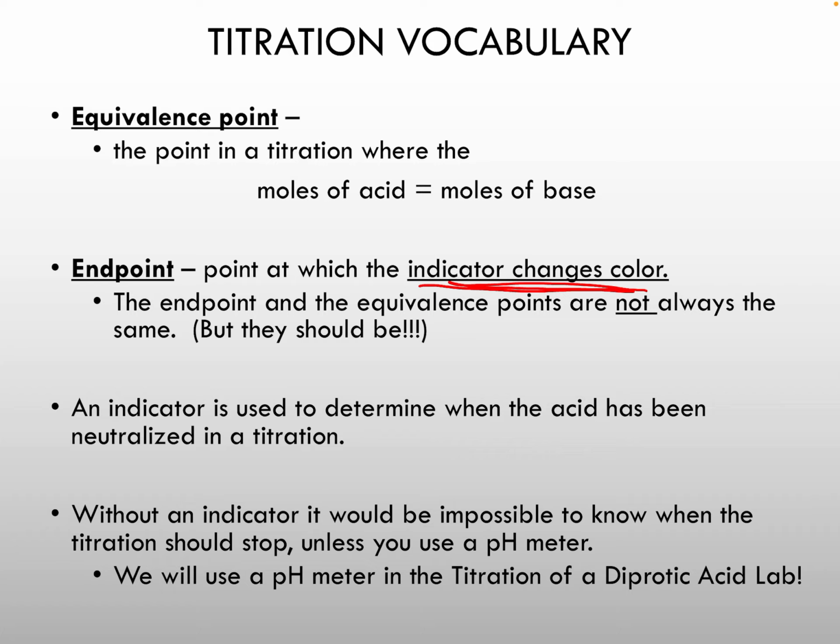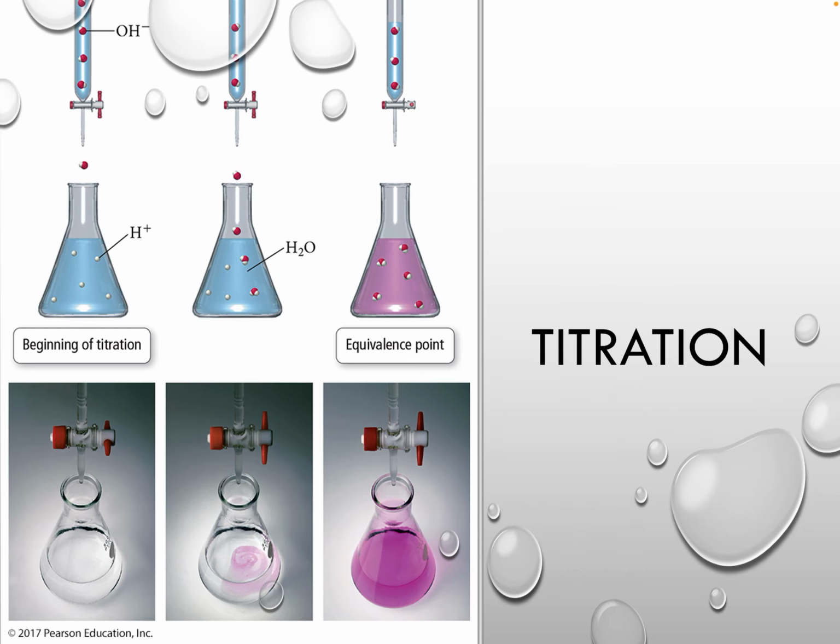The other way that you can do this is you can use a pH meter, and you can actually monitor the pH of the titration. And this is what we're going to do in the titration of a diprotic acid lab, because you'll see this curve, which we're going to talk about today. And then you can figure out the endpoint of the equivalence point of your titration, because it will be at the inflection point of the curve. So that's how you would use the pH meter. And we're going to talk a lot about titration curves in this lecture and the next.